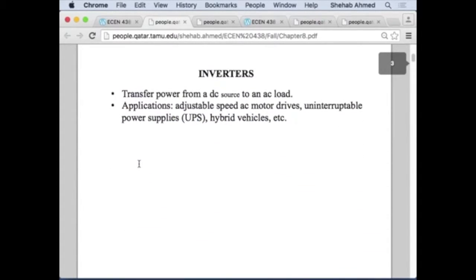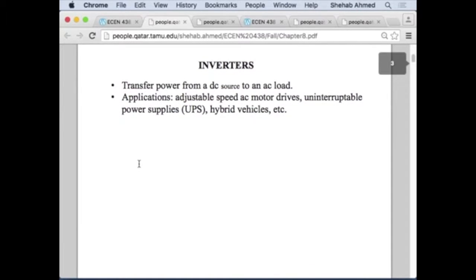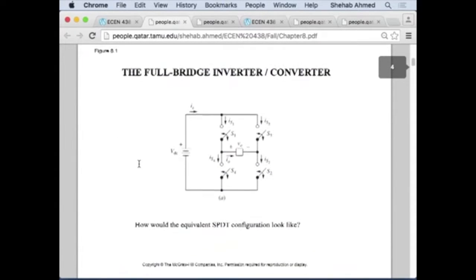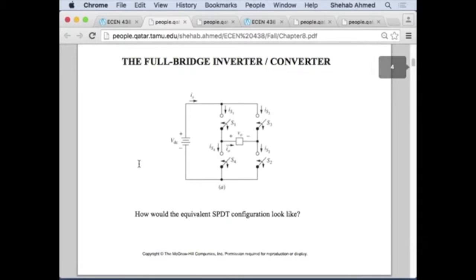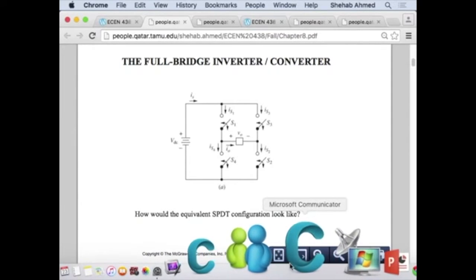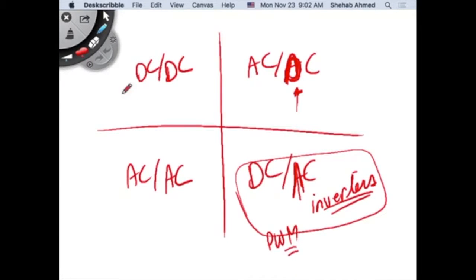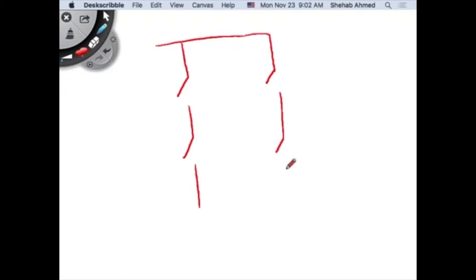Where do we use these inverters? Again, anytime we want to convert from a DC source to an AC load, like adjustable speed motor drives, uninterruptible power supplies, hybrid vehicles. There are many applications of inverters. One of the simplest inverter topologies is something you are actually building in the project, which is the full bridge inverter, right? So you are building that with the purpose of creating DC at the end, but in the intermediate stage, you're creating high frequency AC. So you have our full bridge inverter.